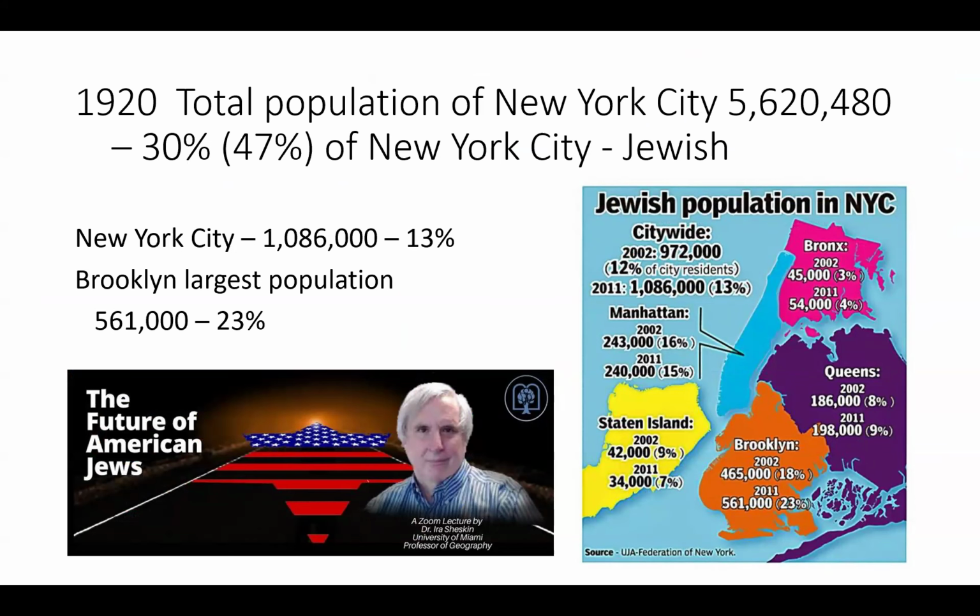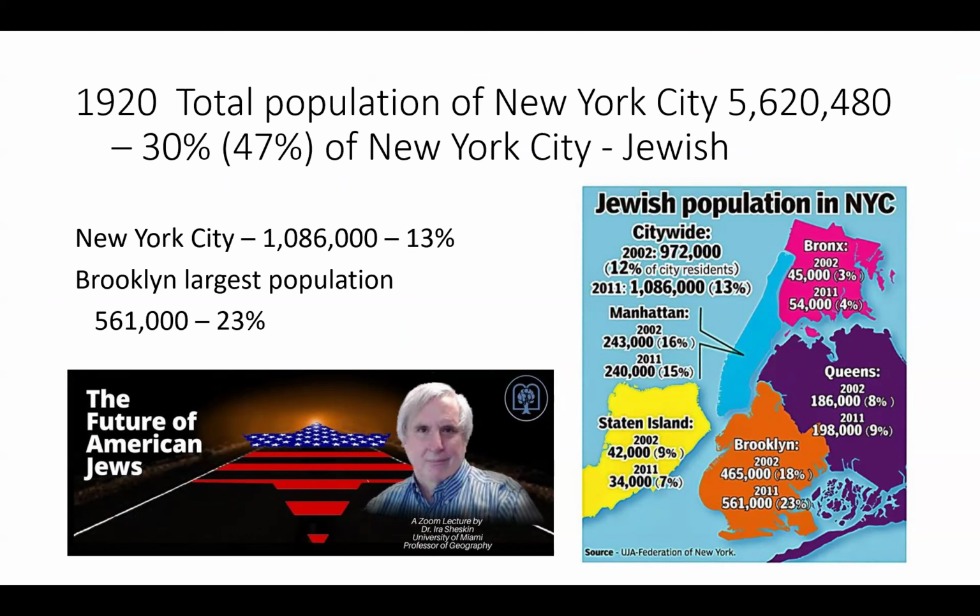The total Jewish population of New York in 1920 was about 5.5 million. 30% of New York City at that time was Jewish. Other people say it's up to 47%.